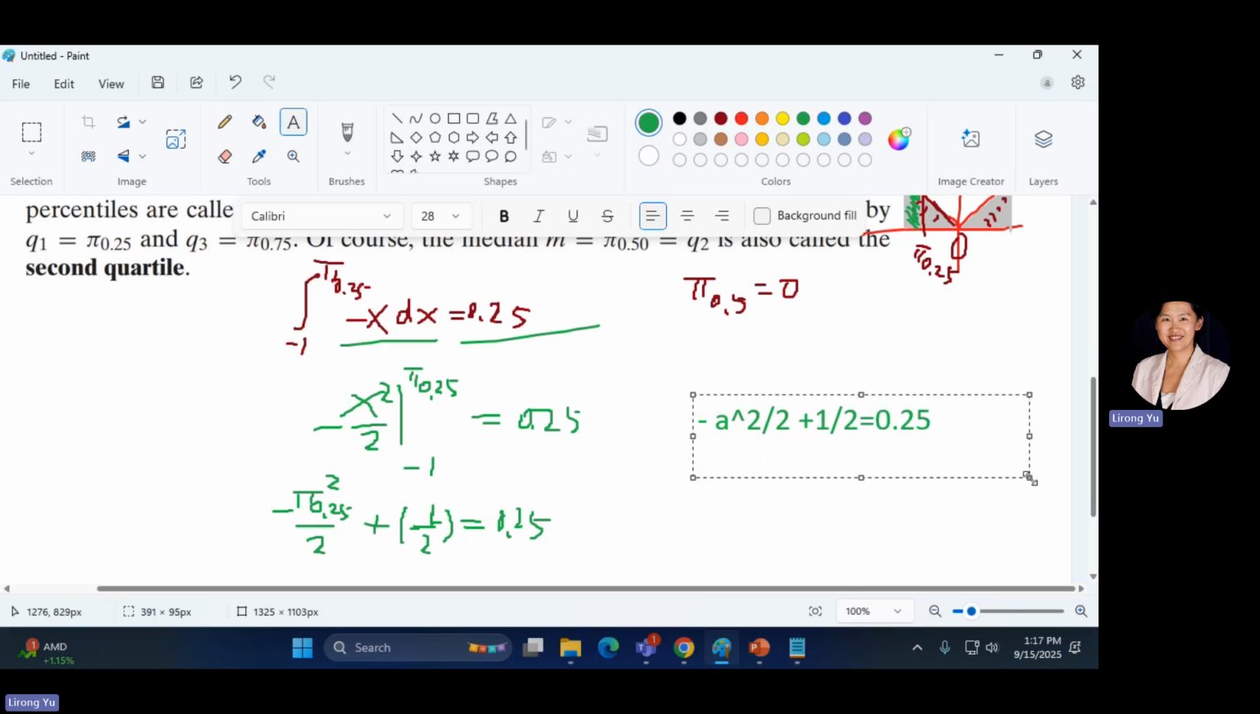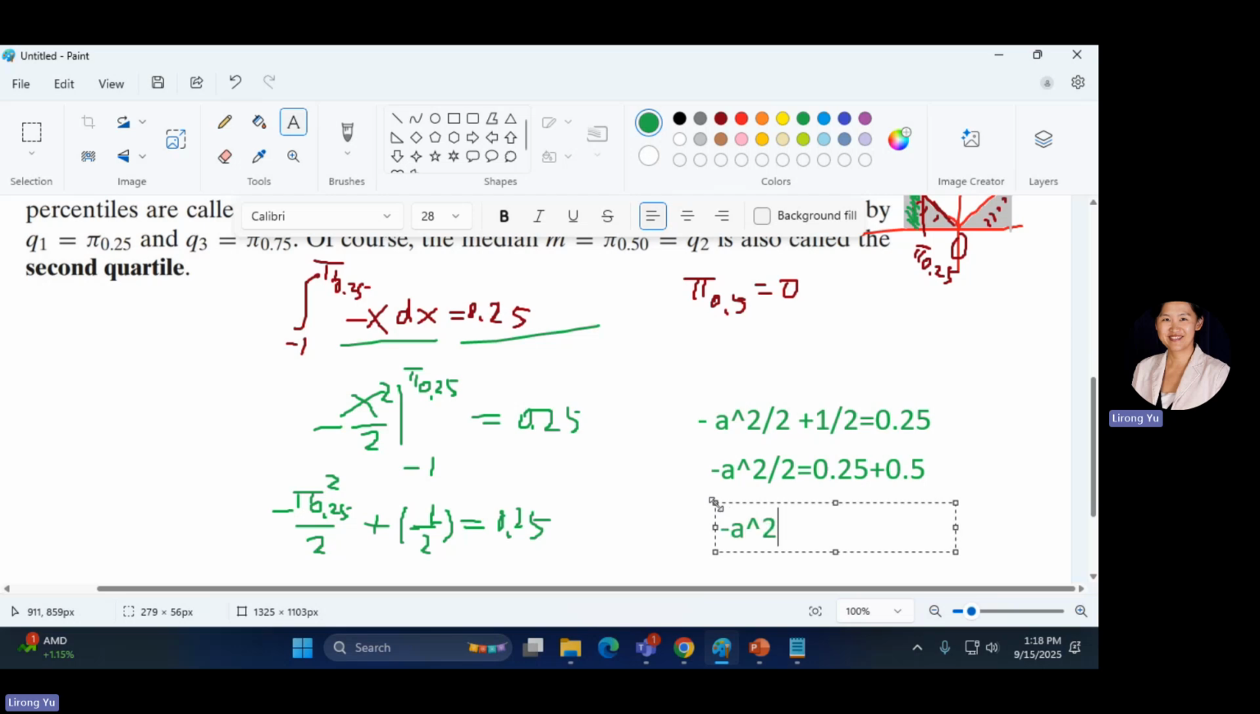So solving for a, or pi 0.25. The negative a squared over 2 is equal to 0.25 plus 0.5. You move the 1/2 to the right side of the equation. The whole point of solving is to find the percentile. Negative a squared over 2 would equal 0.75. And then we multiply both sides of the equation by 2, you get 1.5.